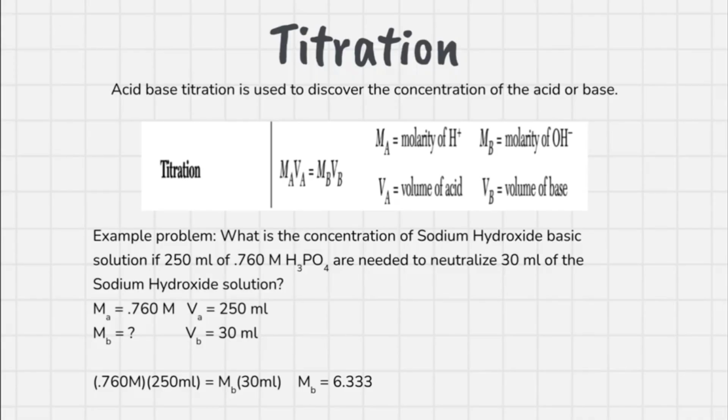Moving on to titration. Titration is used to discover the concentration of an acid or base. The formula for titration is the molarity of the acid times the volume of the acid equals the molarity of the base times the volume of the base.